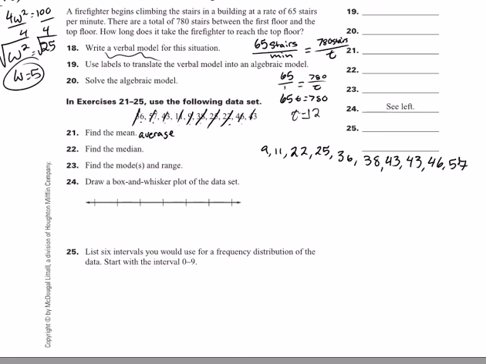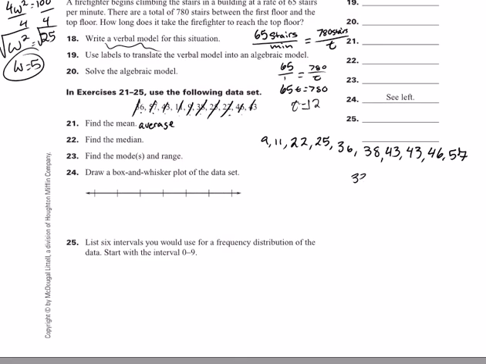Alright, so the average means I'm going to add all of them up and then divide by 10. So I have 9 plus 11 plus 22 plus 25 plus 36 plus 38. I'm going to take a shortcut on the calculator and put 2 times 43 plus 46 plus 57. And that comes out to 330 divided by 10 numbers. That gives me 33. So 21 should be 33.